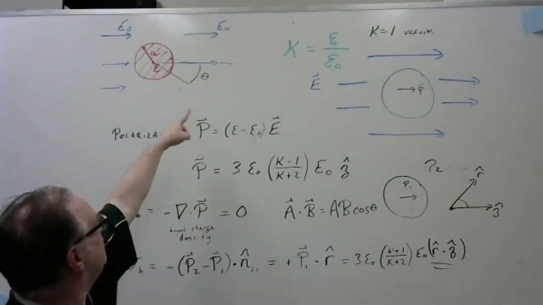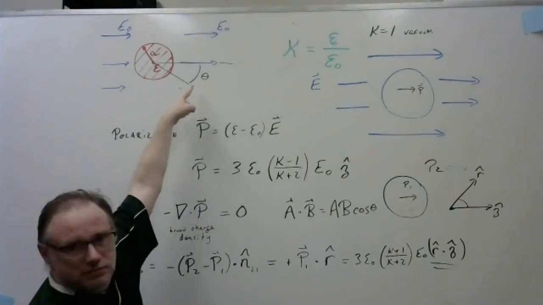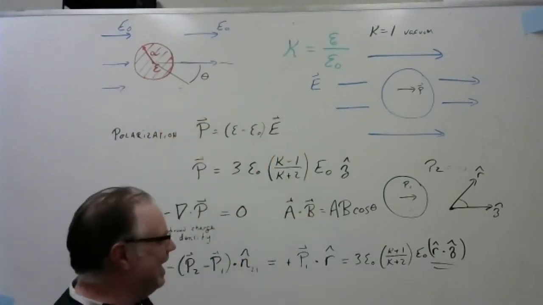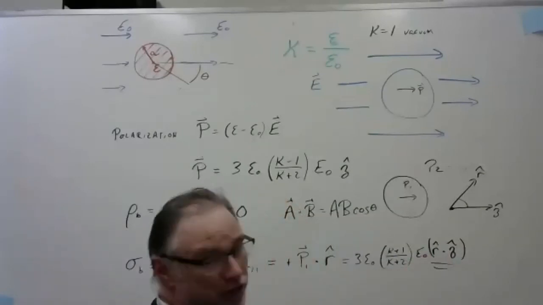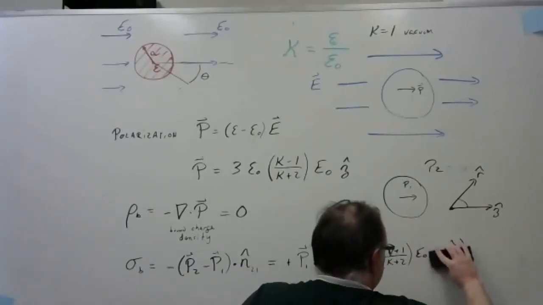What do we call the angle between the Z and the R? Theta. It's theta. That's our coordinate theta. Okay? So this is just cosine theta. Okay?